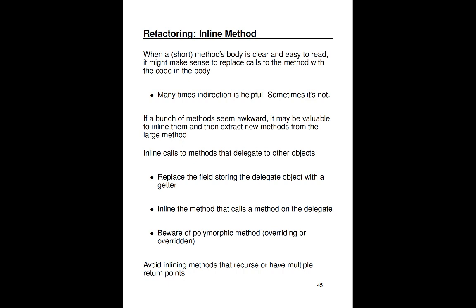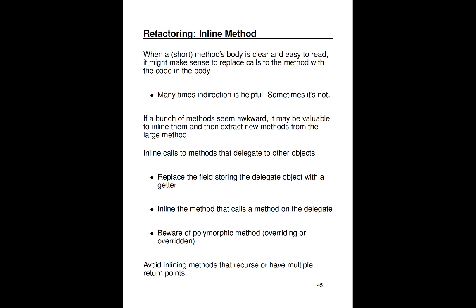The lesson here is that oftentimes indirection is helpful. Providing that well-named method can make the code a lot easier to read, but sometimes it's not. Another place to use this is when you've got a bunch of small methods that seem awkward or ill at ease with each other. Sometimes you can inline them to get a long method and then take a fresh look at that now longer method and extract new methods that maybe have different names or pass their data differently.